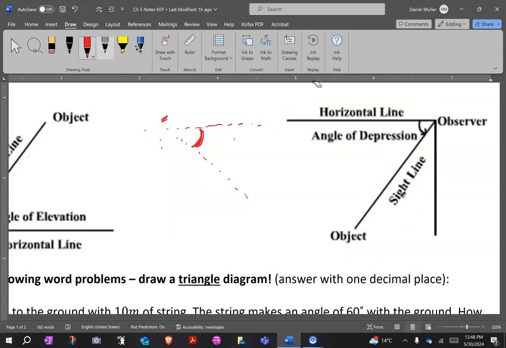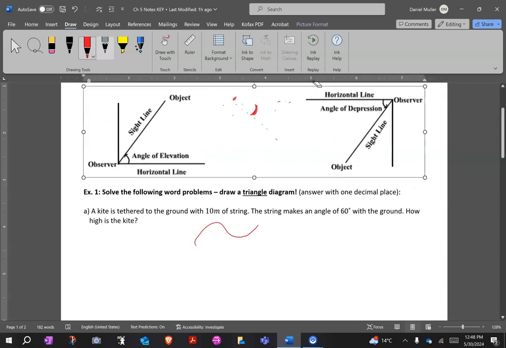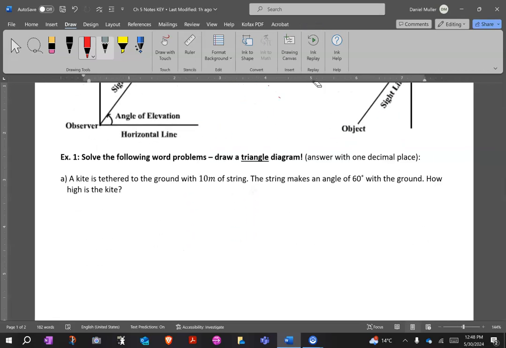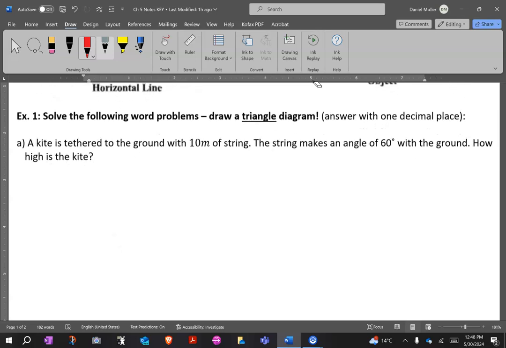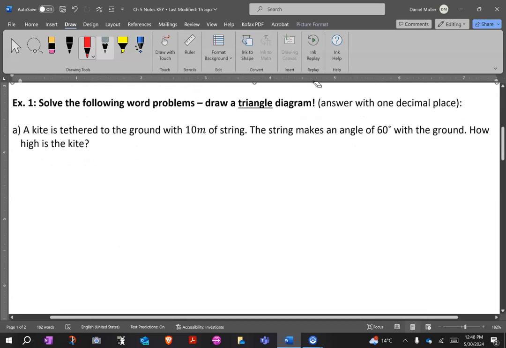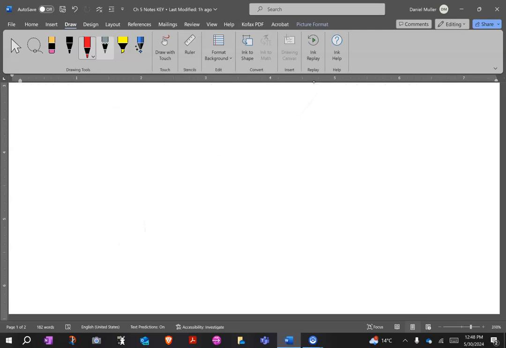So we're going to have a couple of examples of each of those here. But let's take a look, before we get into that, at the first example. It says, a kite is tethered to the ground with 10 meters of string. The string makes an angle of 60 degrees with the ground. We want to know how high the kite is.